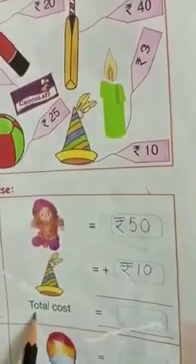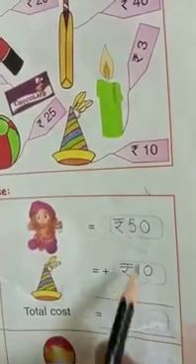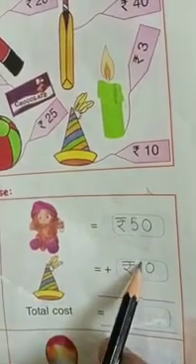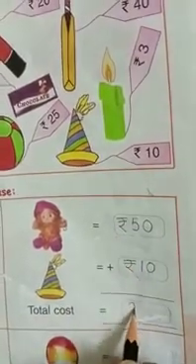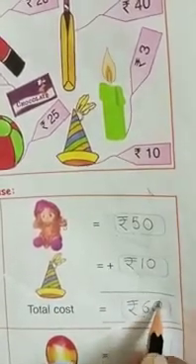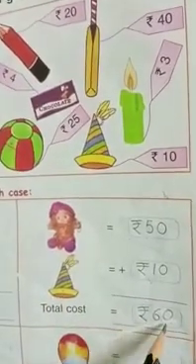And now we have to find out the total cost. Now 50 plus 10. What number comes after 5? 6. So 50 plus 10 is rupees 60. The cost of doll and this cap is rupees 60.